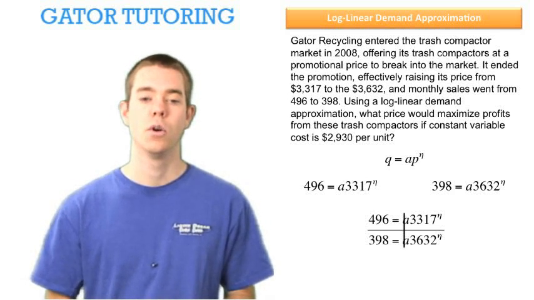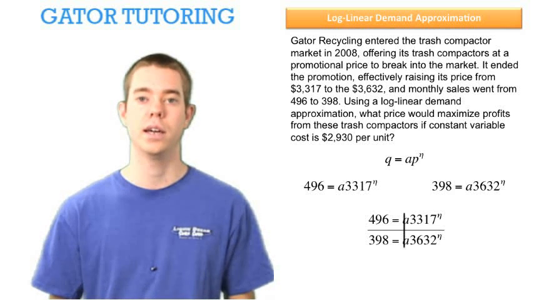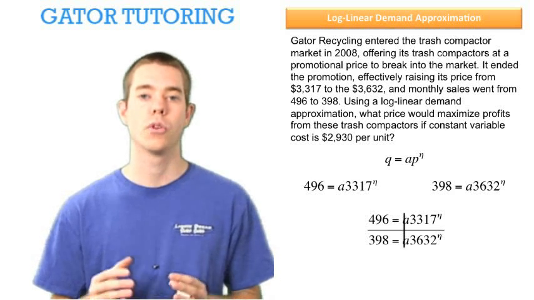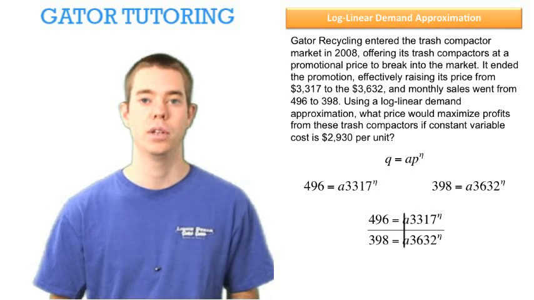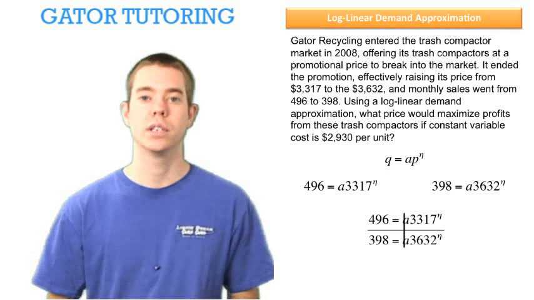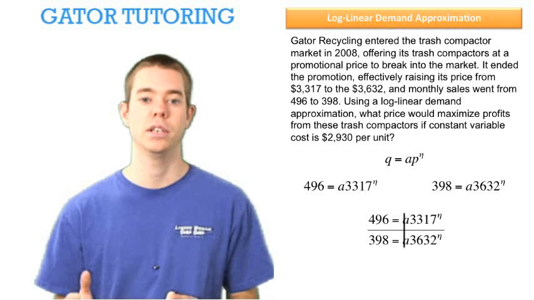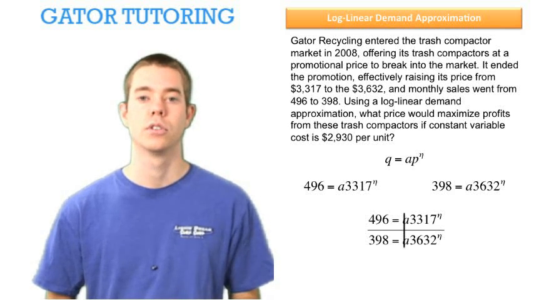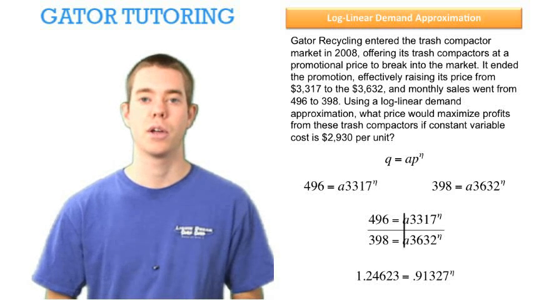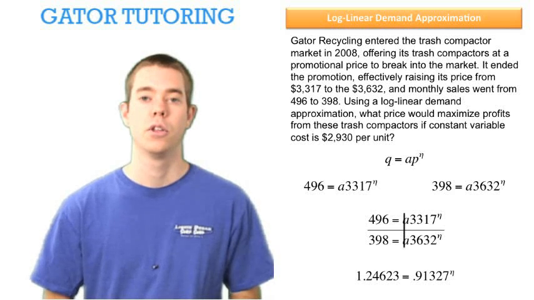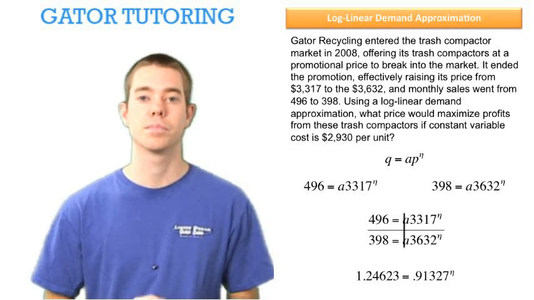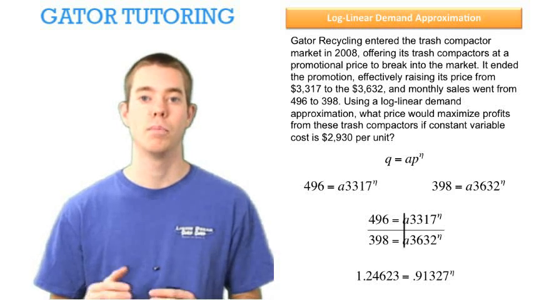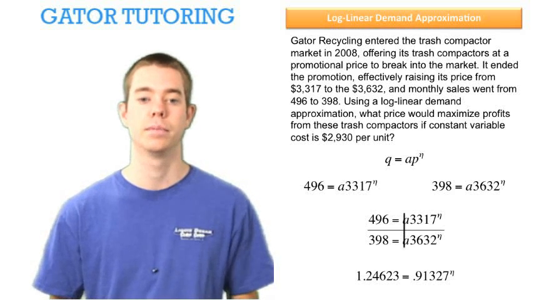On the left side, we have 496 divided by 398, which is just going to give us a number. On the right side, both the numerator and the denominator are raised to the same exponent. Whenever that happens, you can take that exponent outside in parentheses and just divide those two numbers. So let's see that. 496 divided by 398 gives us 1.24623. On the right side, 3,317 divided by 3,632 gives us 0.91327, remembering that that whole thing was raised to the eta.